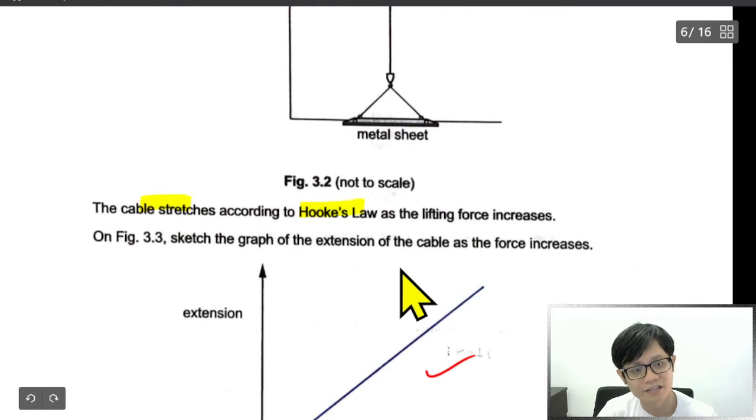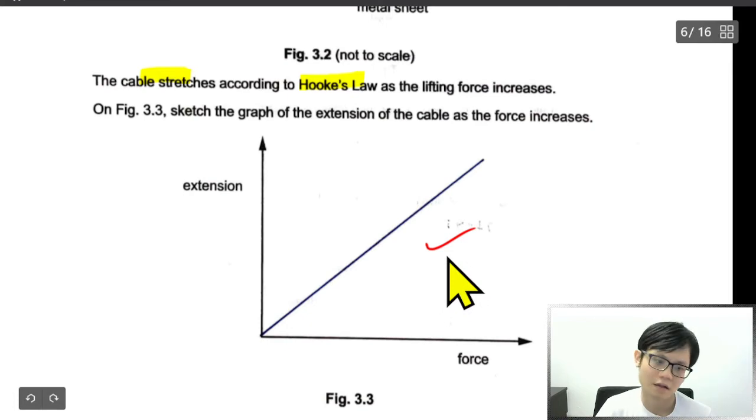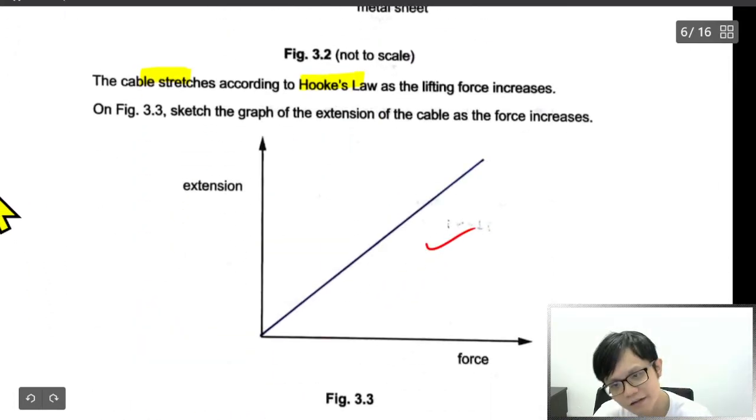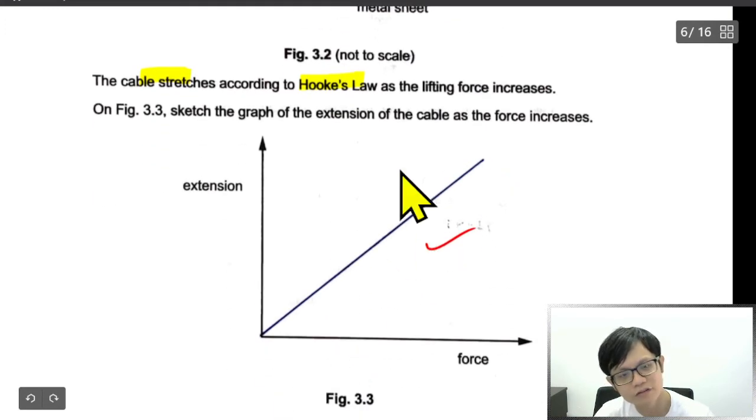Sketch the diagonal extension of the cable as the force increases. So this is correct. Okay, it will be a proportional line. But why do you want to use a cable? I still don't understand until now. But usually the exam won't ask.